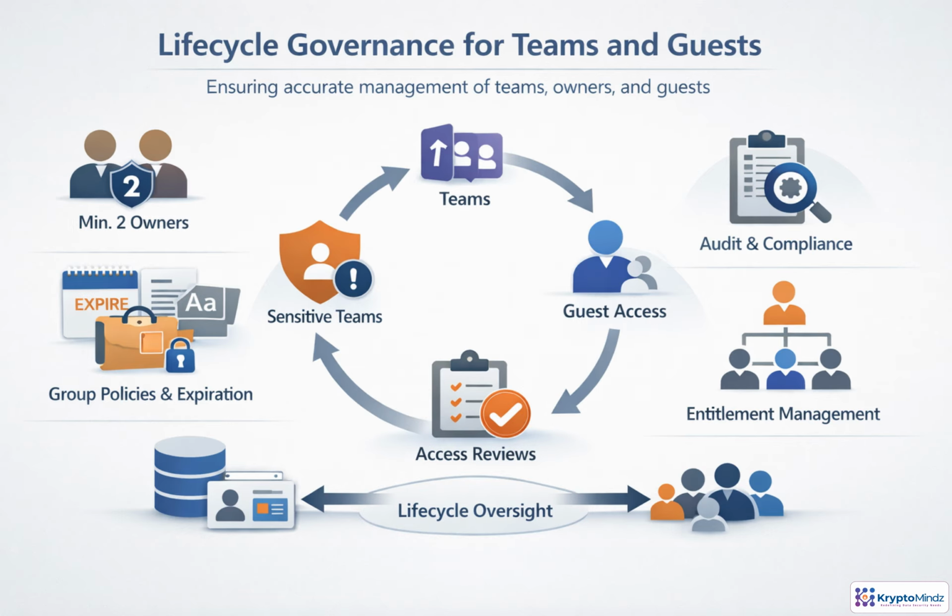Teams governance cannot stop when a team is created. It needs a lifecycle. Create the team with clear ownership, classify it by sensitivity, monitor how members and guests use it, and review access regularly. Requiring at least 2 owners prevents orphan teams and keeps accountability visible. Expiration, naming, classification, and renewal policies help control sprawl. Guest access deserves extra attention, especially in sensitive teams. Access reviews, entitlement management, audit logs, and operational ownership work together. So stale permissions are removed, active teams are renewed, and unused teams are archived or deleted.